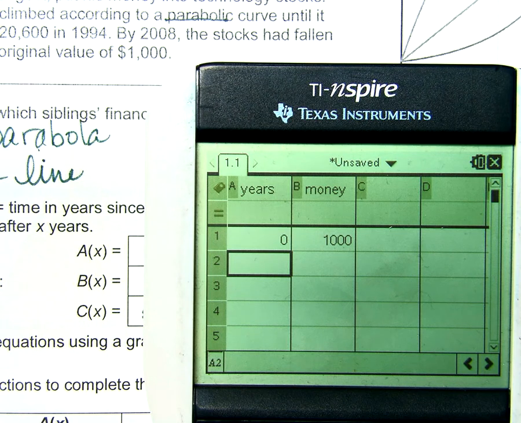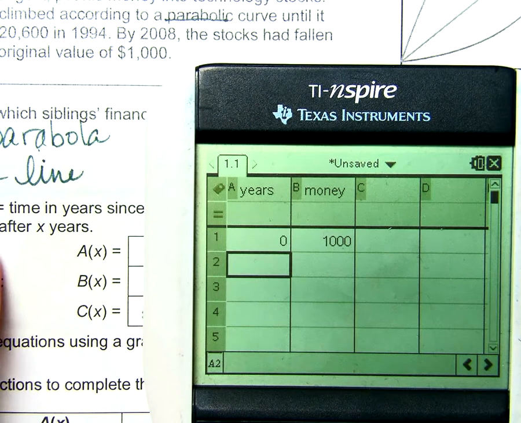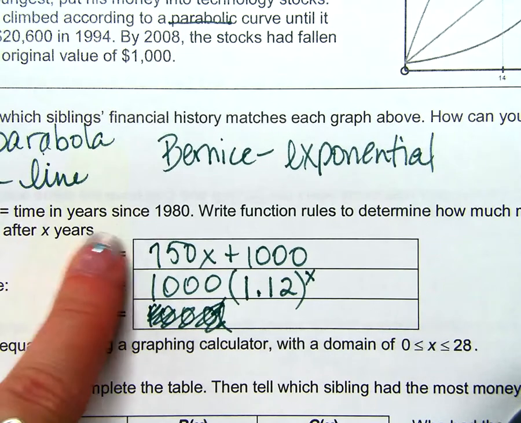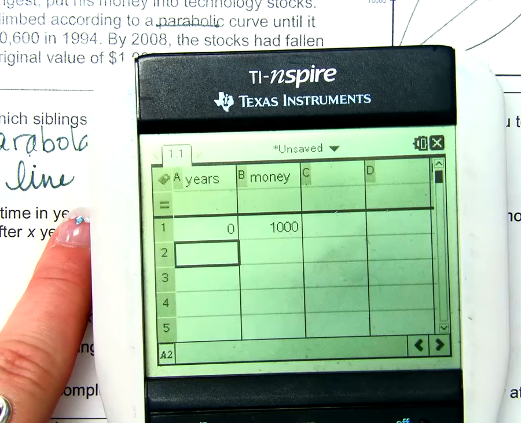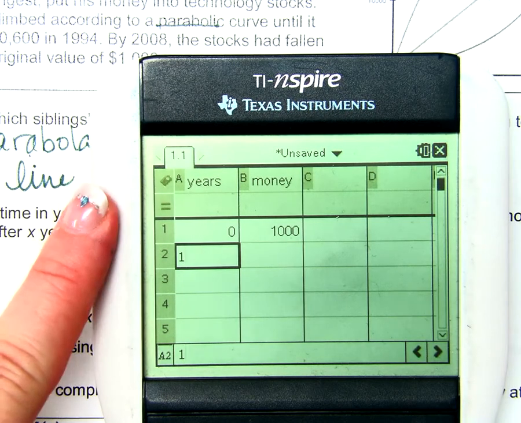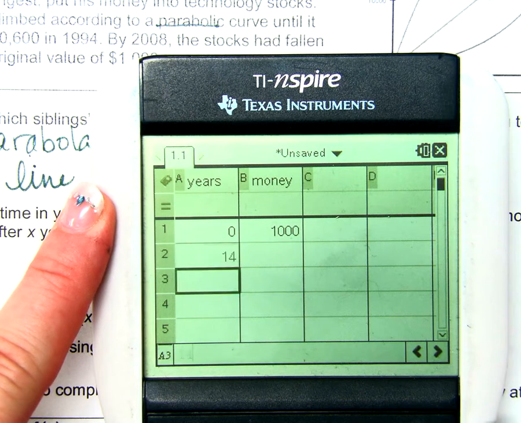What else do I know? 14, comma. Whoa, whoa, whoa. Nowhere in this problem do I see 14. What do I see? Since 1994. And it tells me very clearly right here that X is the time in years since 1980. Well, 1994 would be 14 years later, right? 14, comma, 20,600.